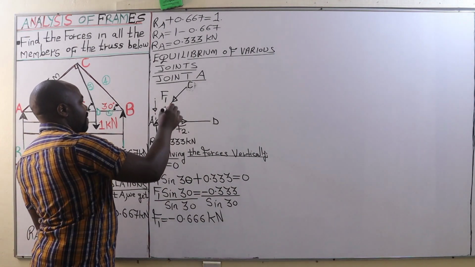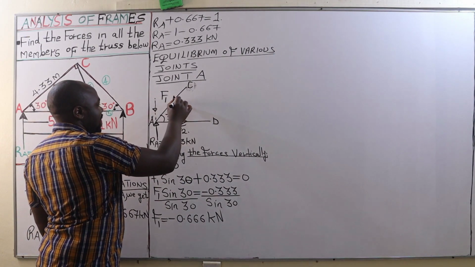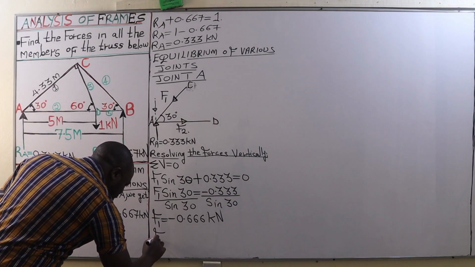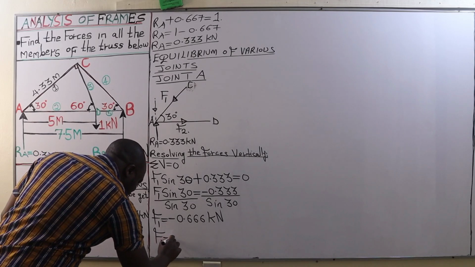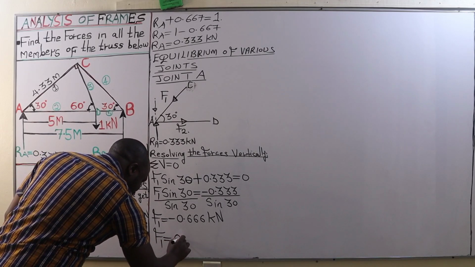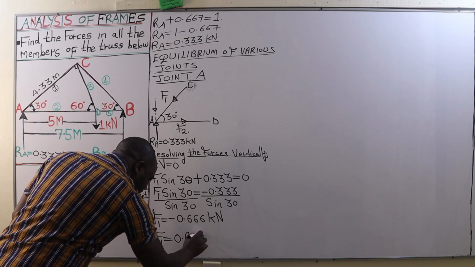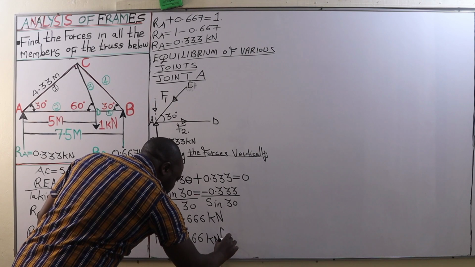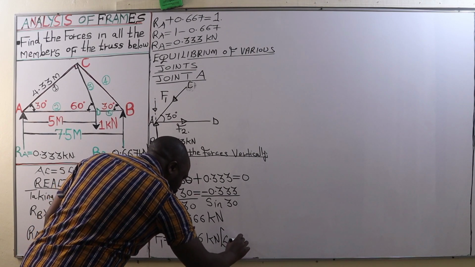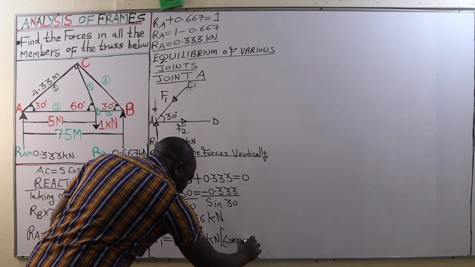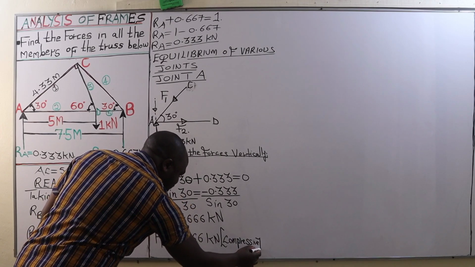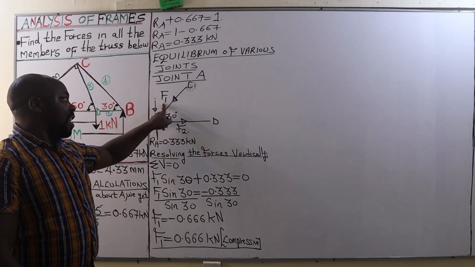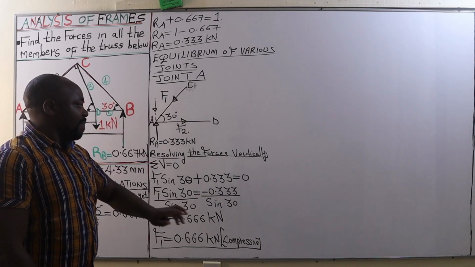Therefore, it means that the force F1 is compressing joint A. We can ignore the negative and write that force as 0.666 kilonewtons, a compressive force. That is the value of F1, the force that is acting on member AC.